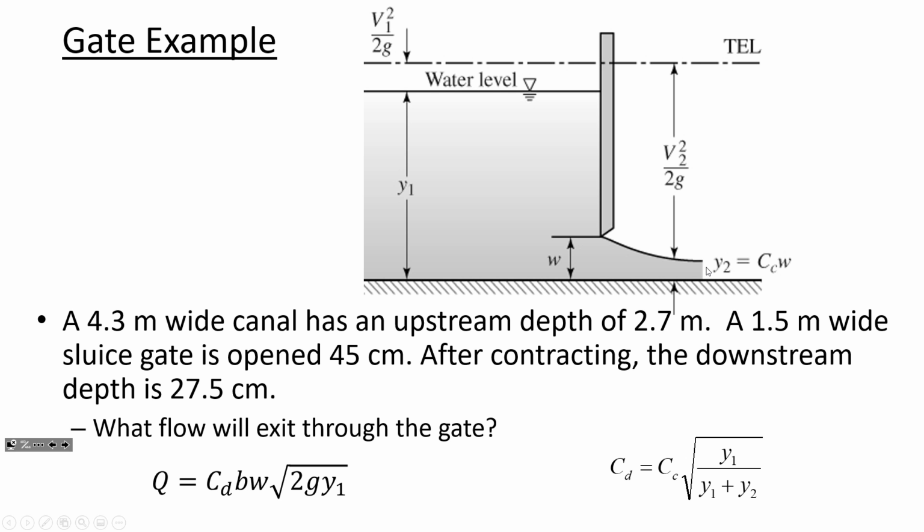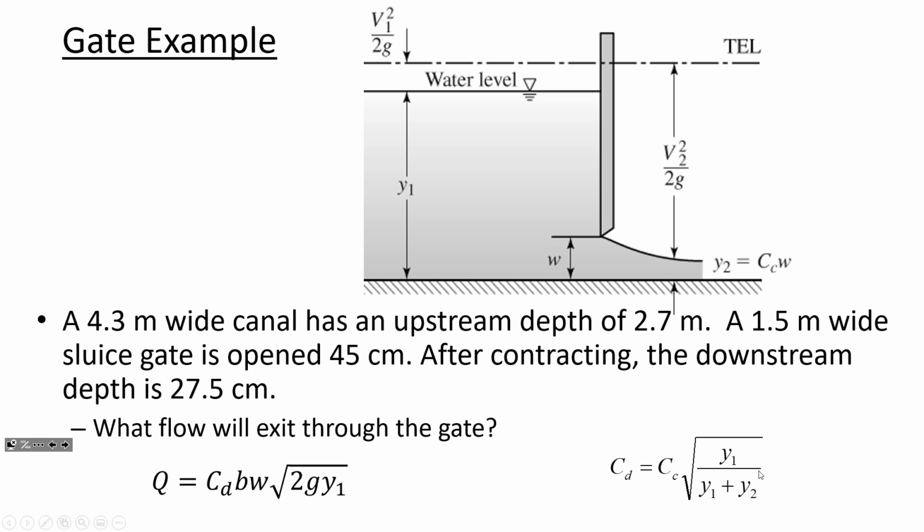Is that formula, Y2 equals C sub C times W, only for this problem, or only for rectangular gates? It's for the gates where the opening is rectangular. So it could be a radial gate, but even with a radial gate, the opening will be rectangular in shape.